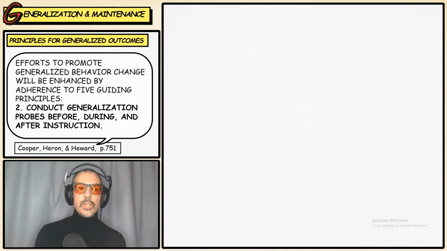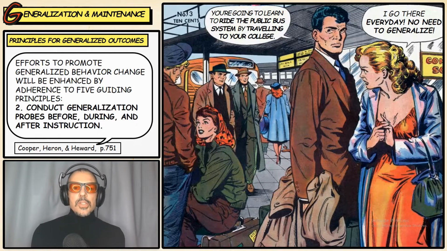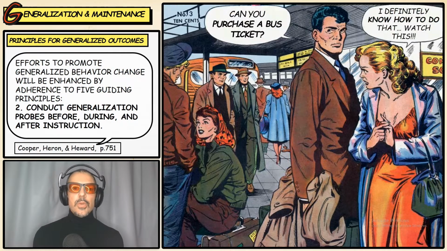Okay, so guiding principle number 2 to promote generalized behavior change is to conduct generalization probes before, during, and after instruction. So let's say that we were doing our instruction on using the public transit system to get to college. We were teaching this individual how to use the public transportation to get to their college. We could do a probe before any training occurred. We could say, hey, do you know how to purchase a bus ticket? Let me take a probe before we give you any training to see what skills you are already bringing to this instructional setting. So the probes before can determine if the learner performs some or all of the needed behaviors in this setting. And then you can probe during the training for generalization.